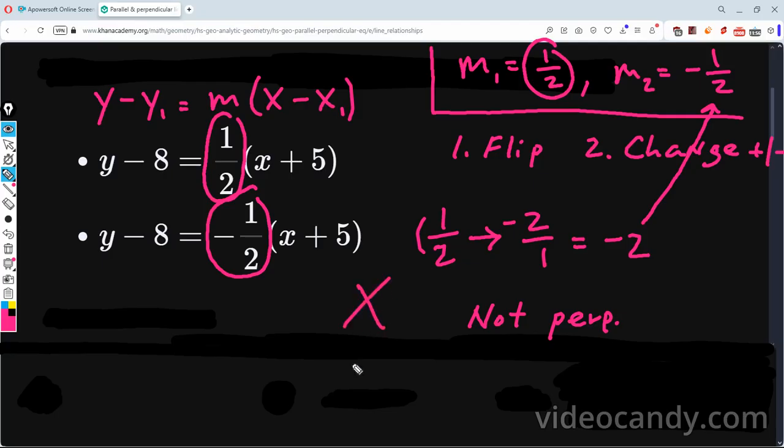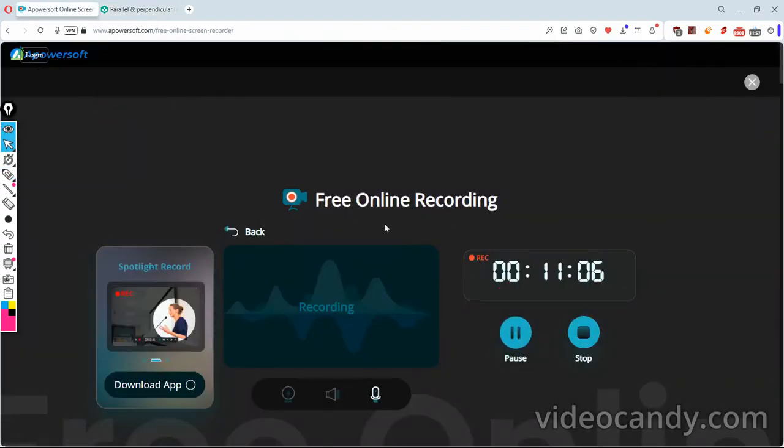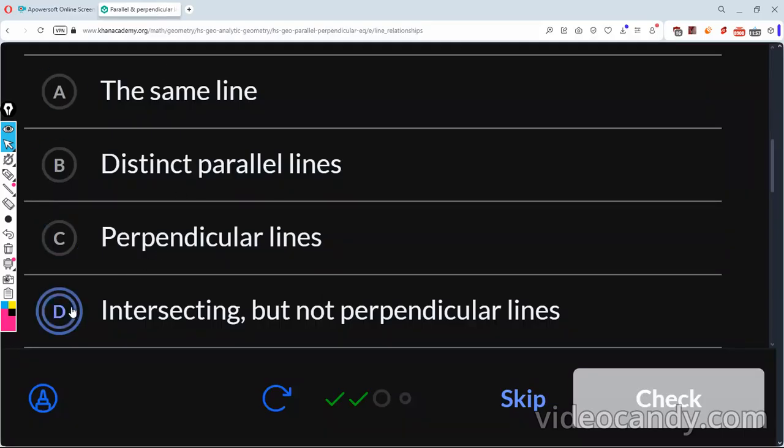That means they still have to intersect. If they're not parallel and they're not the same line, they're going to intersect. As long as they have different slopes, they're going to intersect. So they're not perpendicular, but they intersect. Intersect, but not perpendicular.